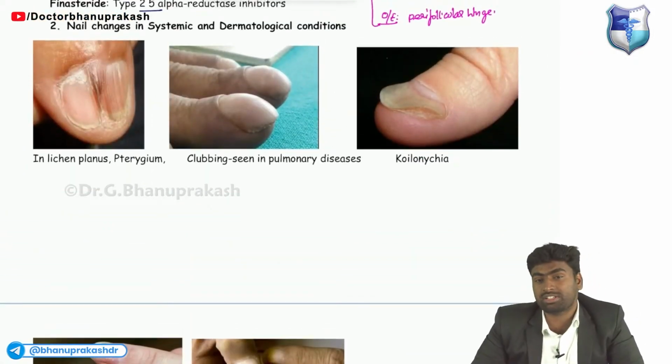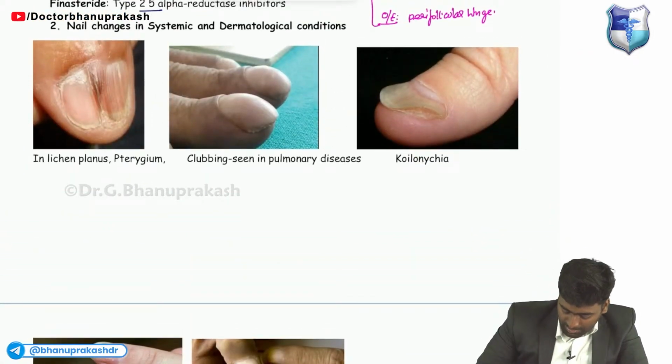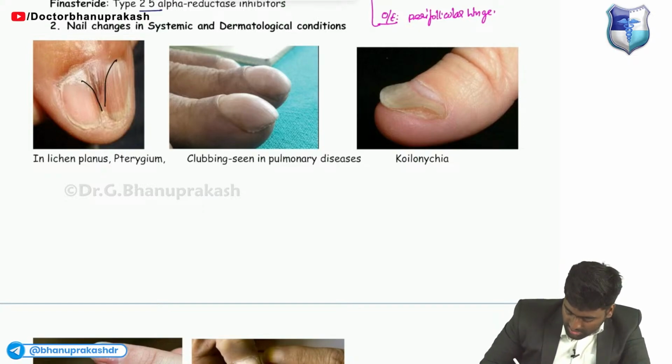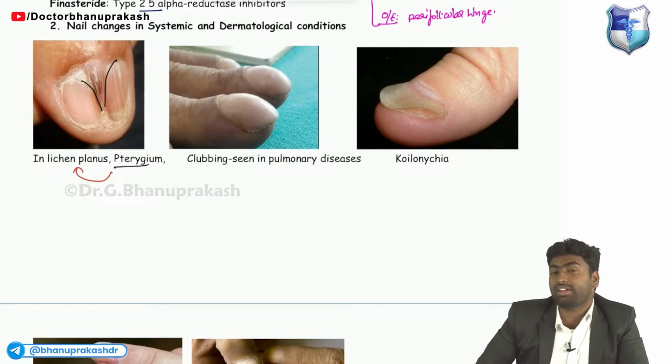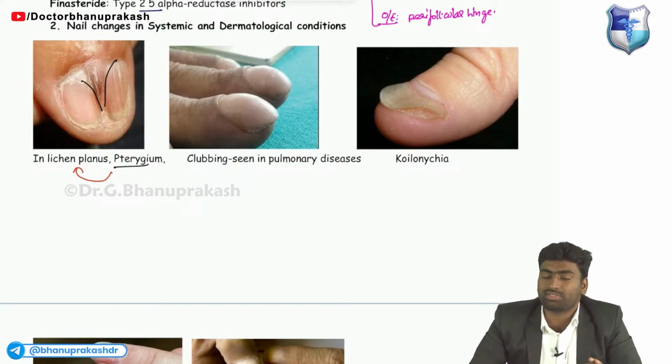Next, we'll come on to a few nail changes. If you're able to see this type of change, which is known as pterygium, this pterygium will be classically seen in a case of lichen planus. In lichen planus, you will see this pterygium.